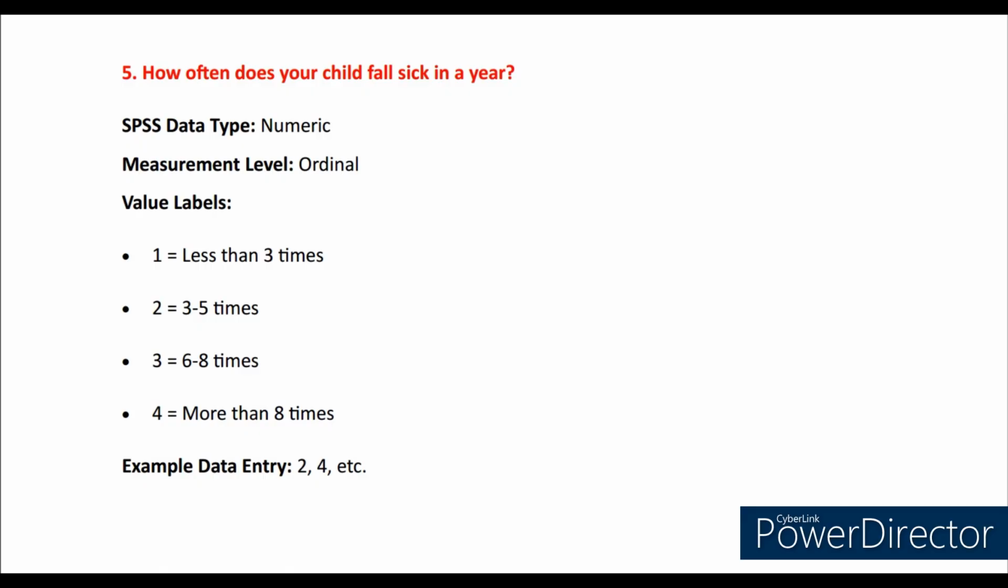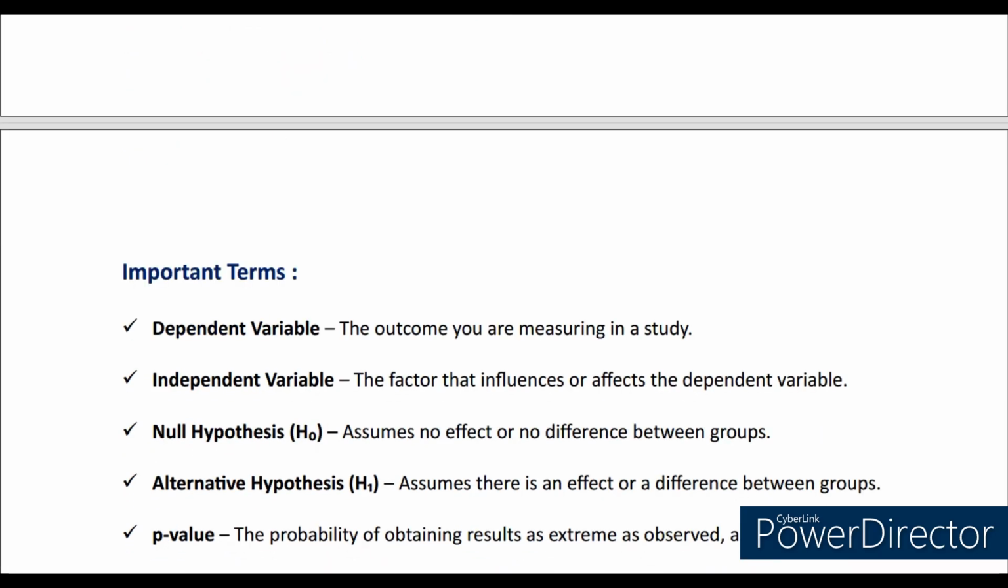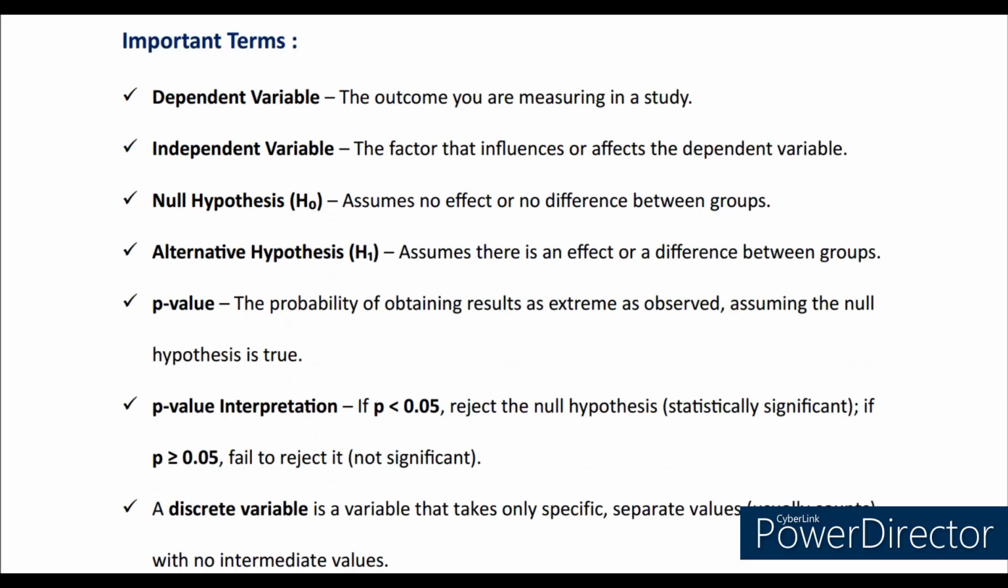So the SPSS data type should be numeric, but for the measurement level, if you clearly observe, there is a ranking. Less than 3 times is less than 6 to 8, and 3 to 5 times is also less than 6 to 8, and 6 to 8 times is less than more than 8 times. So there is a proper order in this case. So the measurement level is ordinal and the SPSS data type should be numeric because it is saving the data in the form of 1, 2, 3 and 4, only 4 numeric values. Now I hope that there is no confusion in understanding data type, measurement scale and value labels.